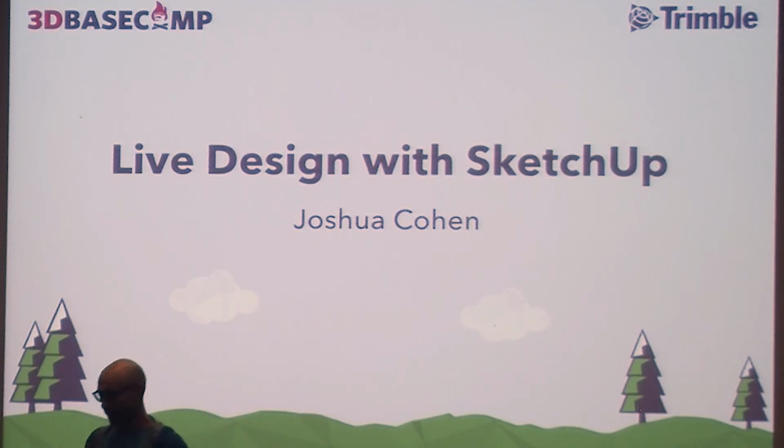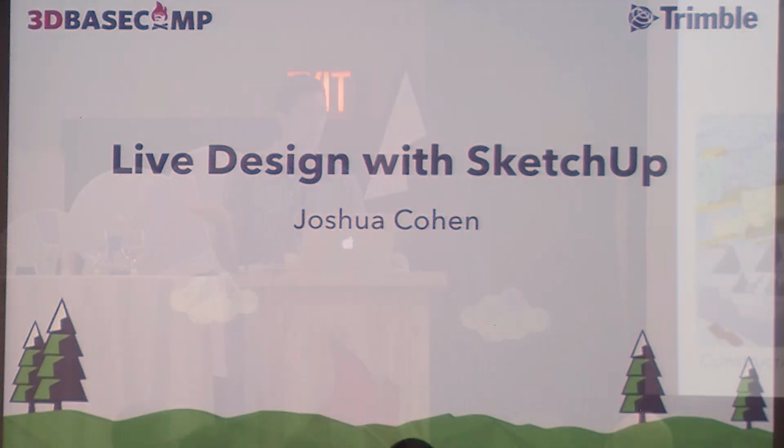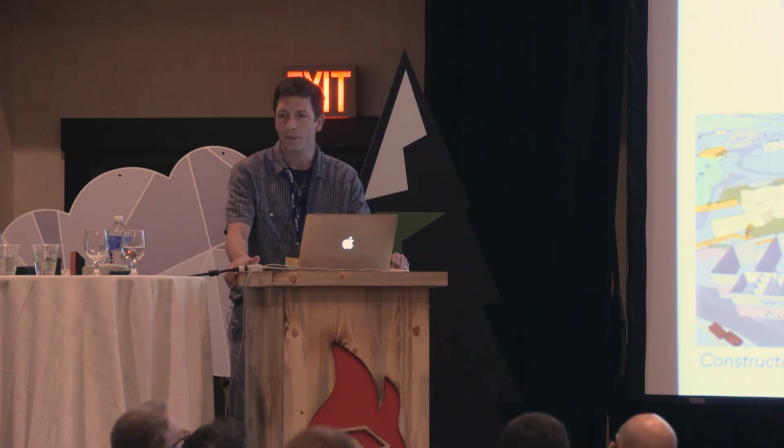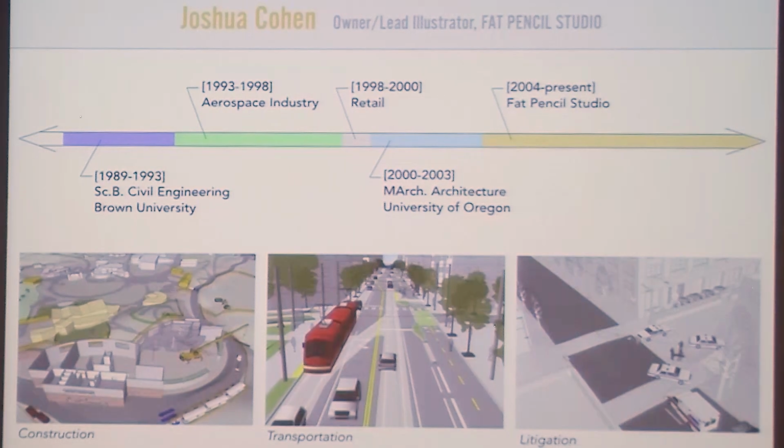I'll start by introducing myself and also one other person that's not with me today. But let me just start. If you haven't heard of Fat Pencil Studio, it's a company I started in 2004. At the time, we were mainly working on renderings for real estate developers, and the company has since evolved into doing visual stories for a variety of fairly technical clients, but not necessarily architects and real estate developers. More construction, more transportation, a lot of court cases. And I will show you some of those examples in a little while.